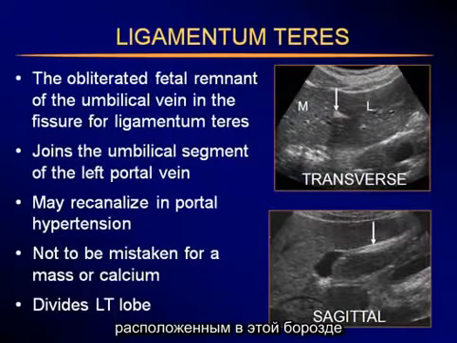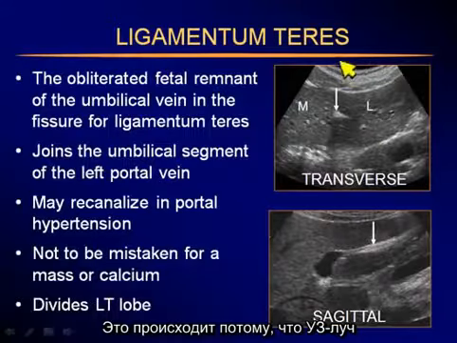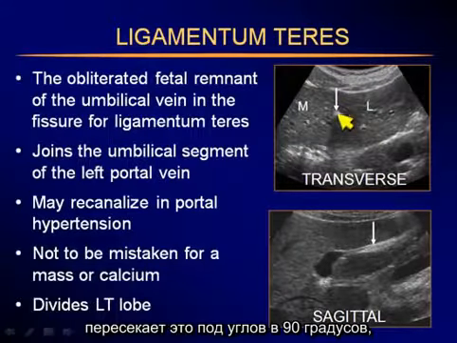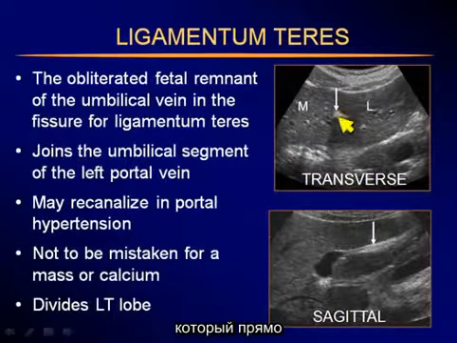This is a transverse section of the left lobe, and that becomes a divider of the left lobe into medial and lateral segments on a transverse scan. Also notice that there's some shadowing behind this, and the reason that it shadows is not because it's calcified, and this should not be mistaken for a calcified mass, but it's because the ultrasound beam strikes this at 90 degrees, which is directly striking this fibrous cord, and that shadows behind it. As soon as you change the angle a little bit, that shadowing will disappear. If it was truly calcified, there would be shadowing no matter what angle you come from.